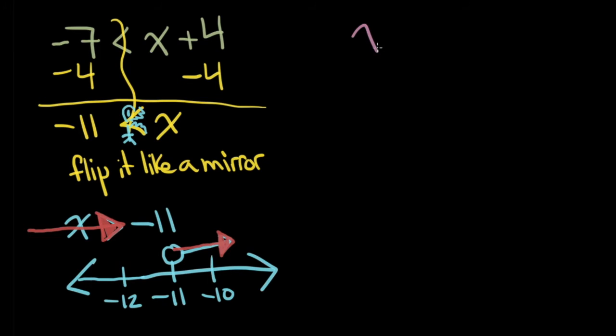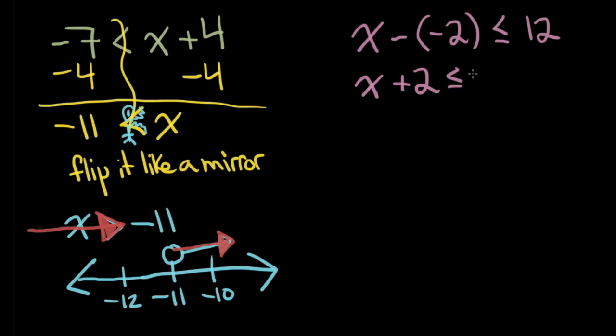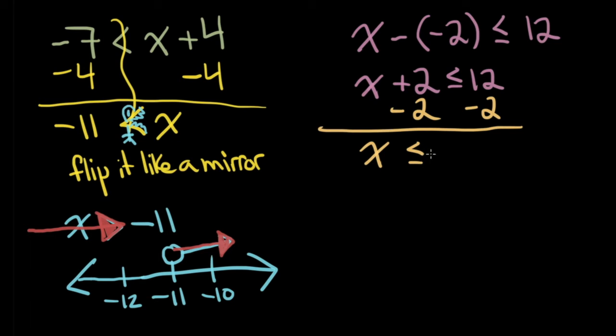Here we go. Let's just do one more. So this is just adding and subtracting. Maybe I'll just throw in this kind of stuff just to make sure you're paying attention. There we go. And for this one, make sure that you are changing it. That double negative does become positive. And we get 12. And I'm going to solve this by subtracting 2 from both sides. And x is less than or equal to 10.